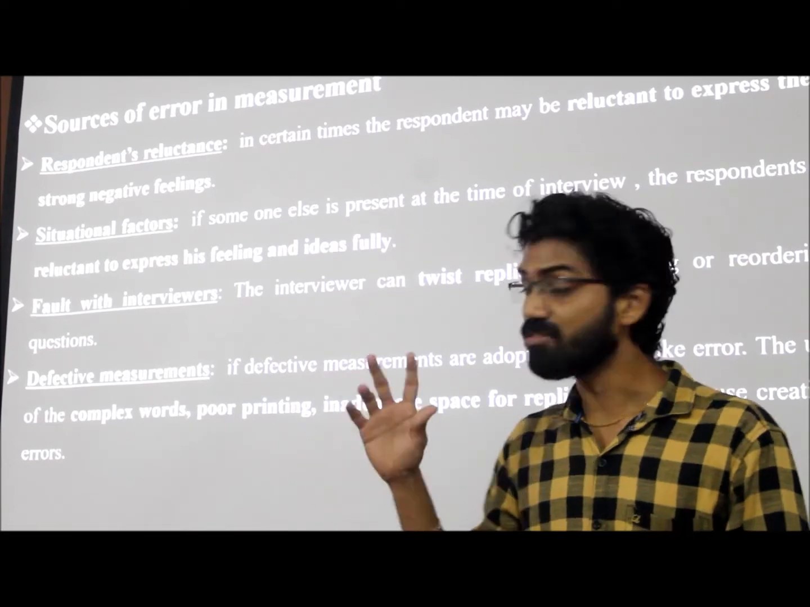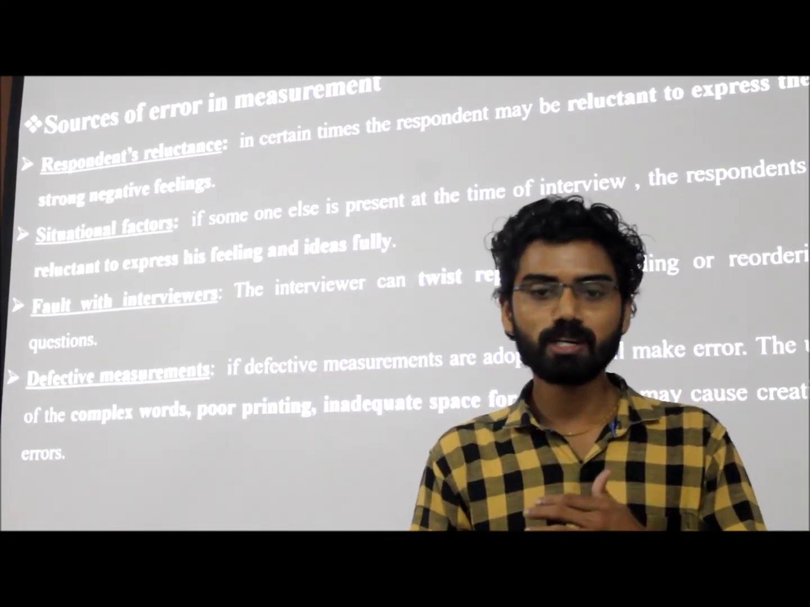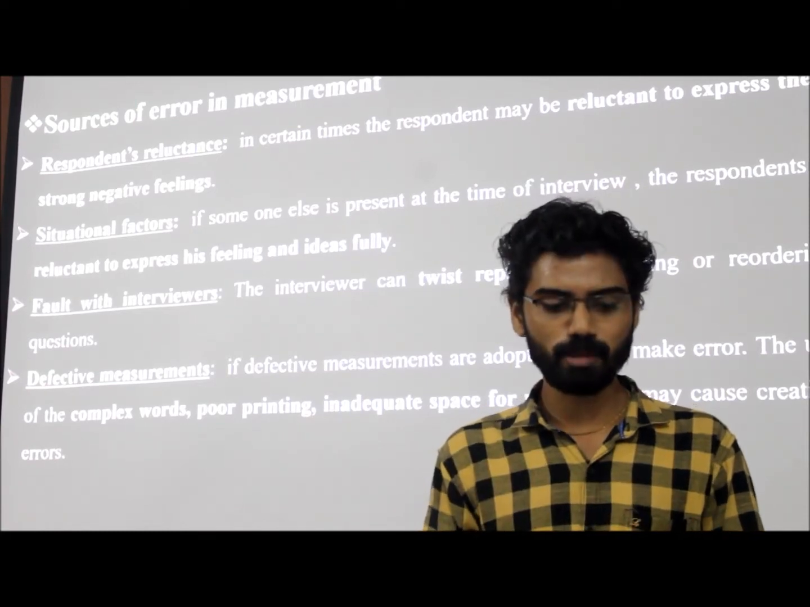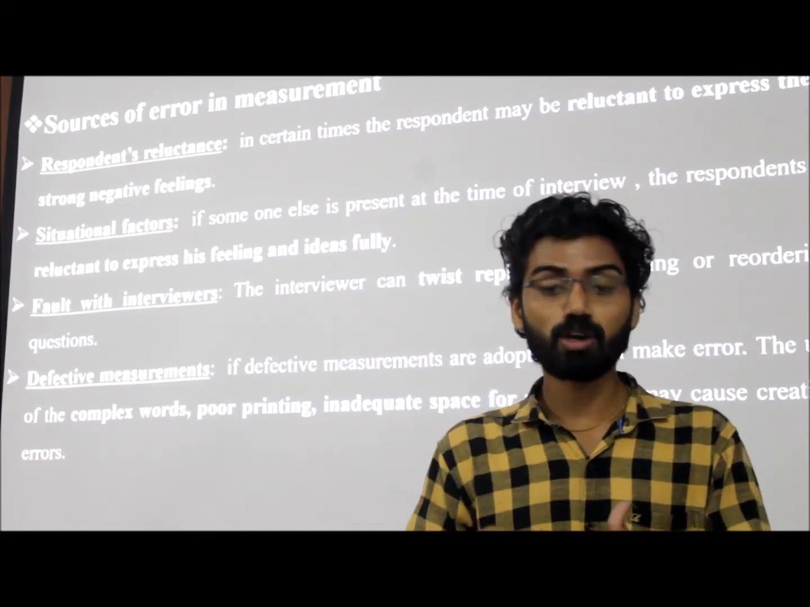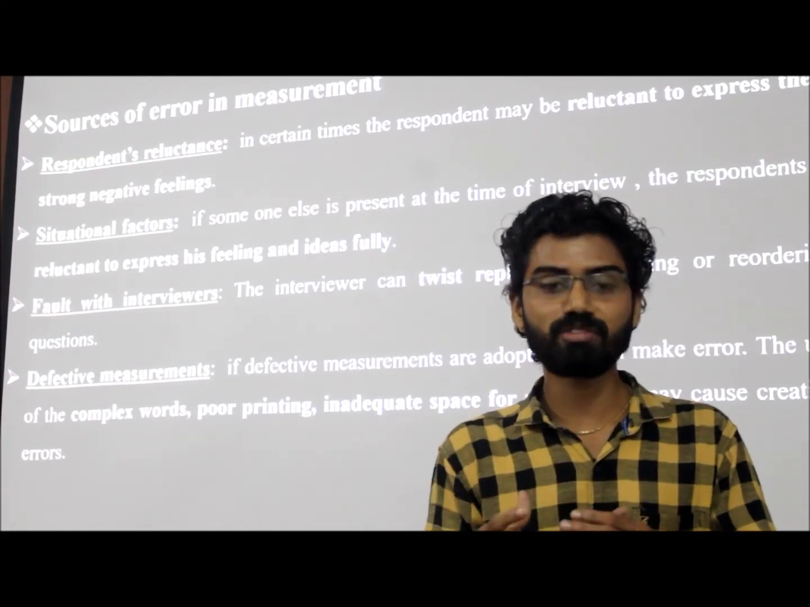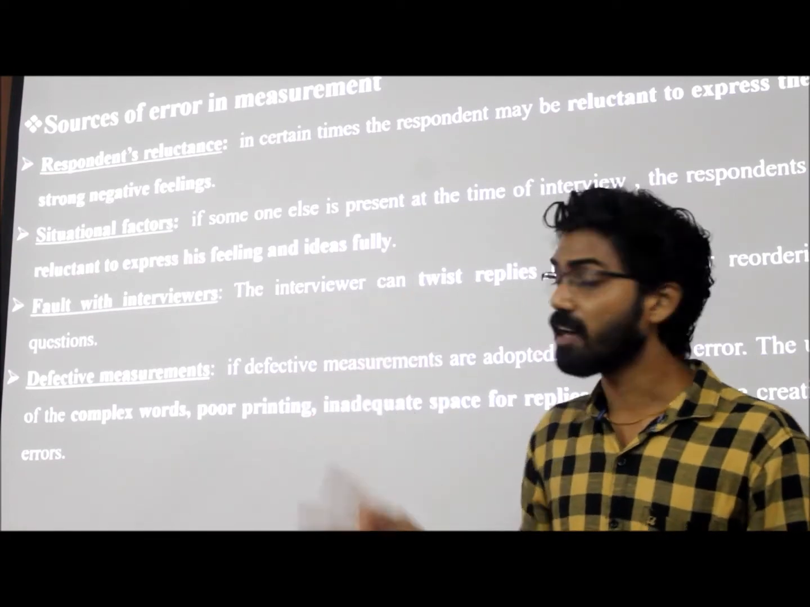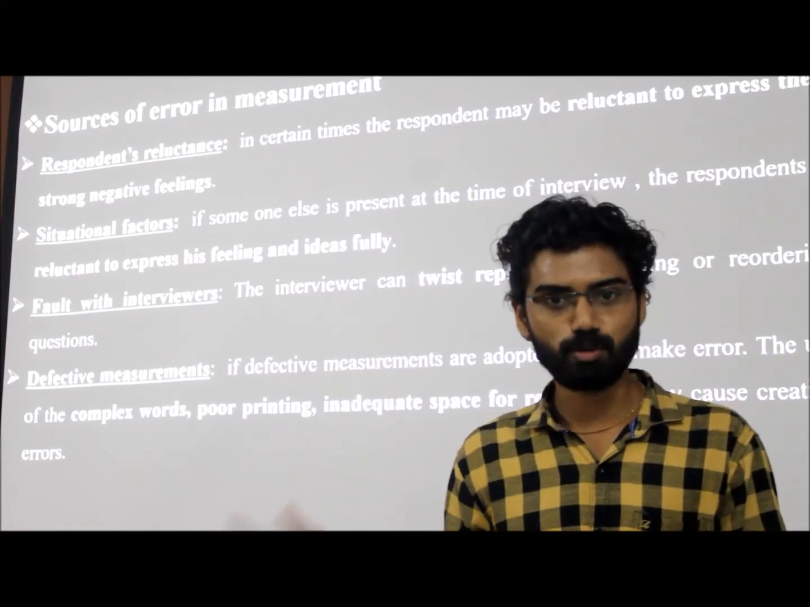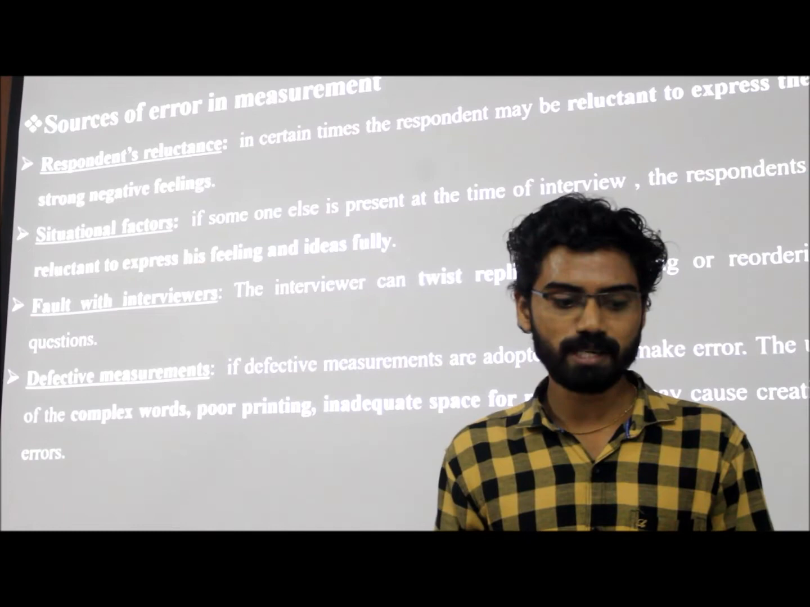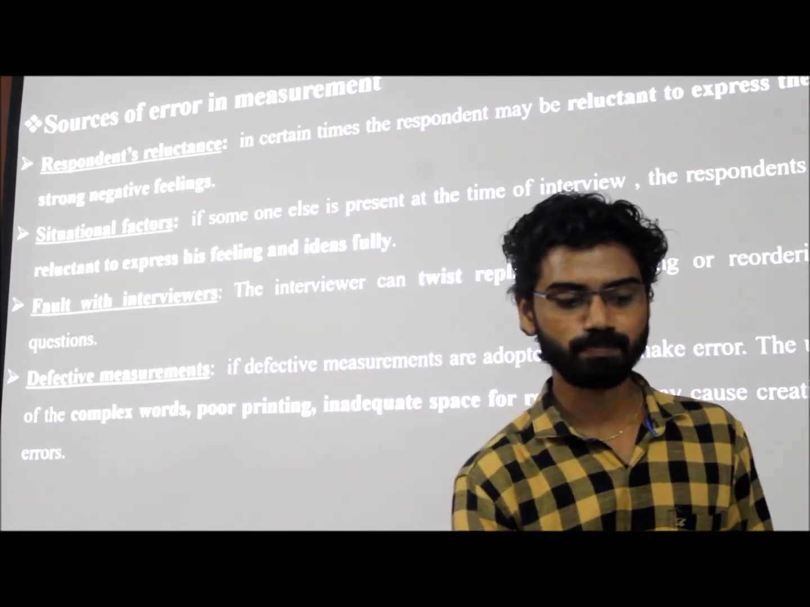And next one is defective measurement. If defective measurements are adopted in our research, it will cause error, because the use of complex words, poor printing, or inadequate space for the replies are the types of error in defective measurements. So these are the sources of error in measurement. First one is respondents' reluctance, second one situational factors, third one fault with interviewers, and fourth one defective measurements.